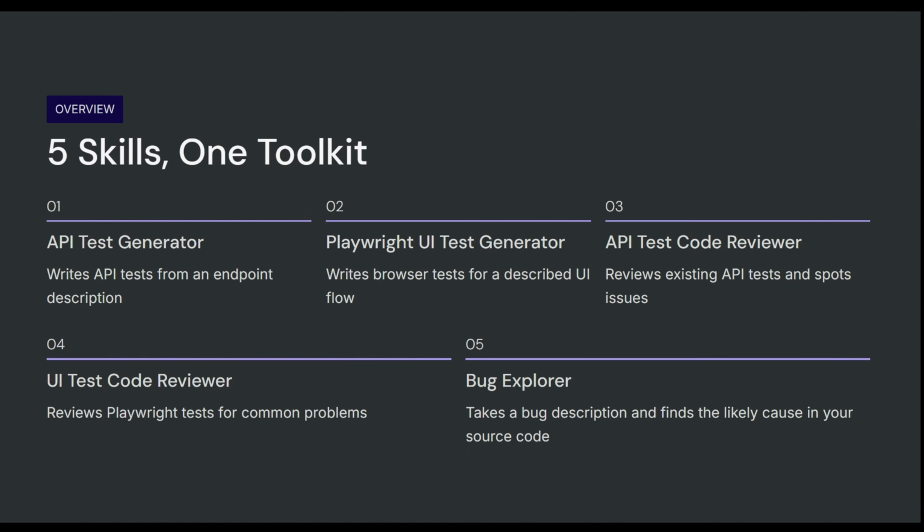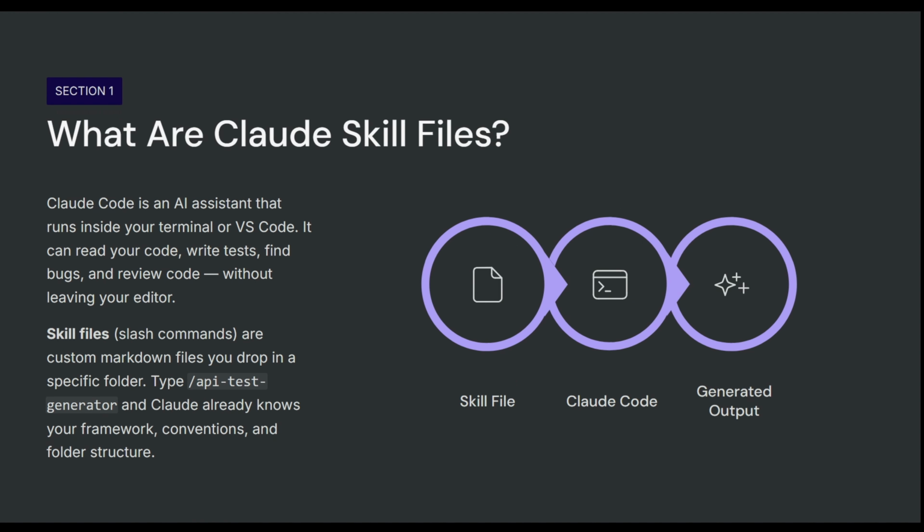1, an API test generator. 2, a Playwright UI test generator. 3, an API test code reviewer. 4, a UI test code reviewer. And 5, a bug explorer that actually digs through the source code to find the cause of a bug you're dealing with. I'll show you where the files go, how to run them, and how to make them yours. All right, let's go. Okay, so first things first, if you've never used Claude Code, here's the quick version.